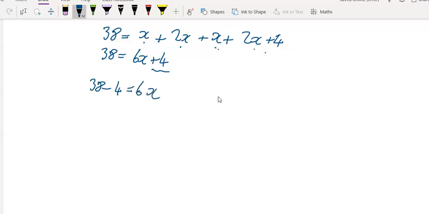And then again, this is a mess. If something's a mess, you tidy it up. That's going to be 34 is equal to 6x. And then what this 6 is doing, its purpose in the world is it's multiplying. So the opposite of multiplying by 6 is dividing by 6. So 34 divided by 6 is equal to x. I'm just going to write that the other way. Mathematicians like to have the x written on the left hand side.